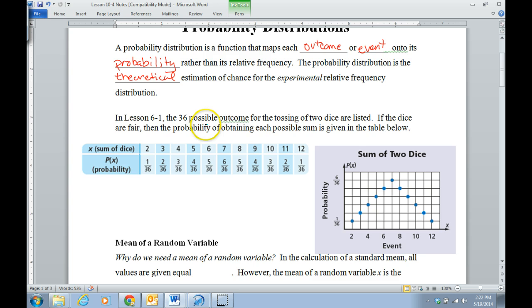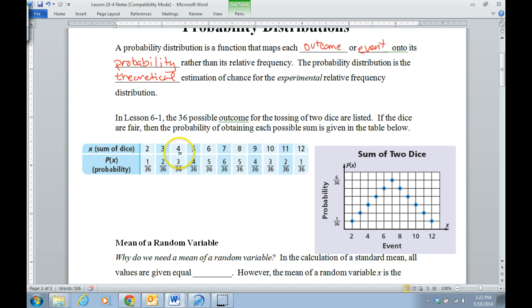This one says the 36 possible outcomes for tossing 2 dice are listed. If the dice are fair, then the probability of obtaining each possible sum is given in the table below. So the probability of tossing a 2 with dice: you have 1 chance out of 36, right? Because the only way you can get 2 is two ones. Probability of landing a 3? How many possible ways of getting that do you have? 2. A 2 and a 1, and a 1 and a 2, right? So there's only 2 out of 36 ways of doing that.